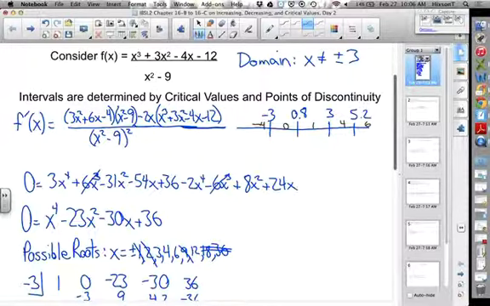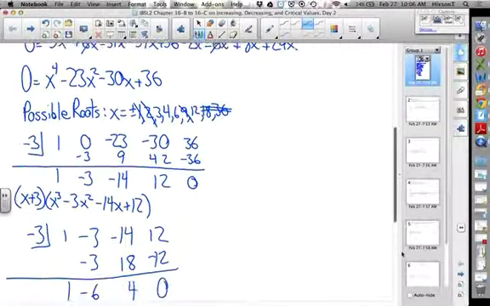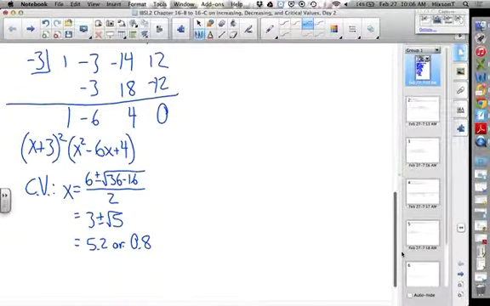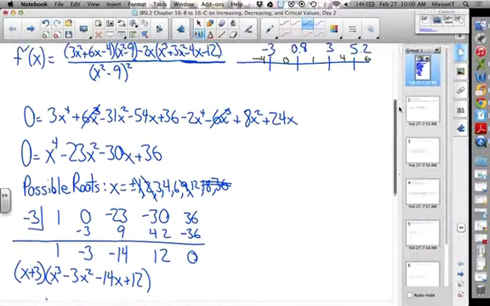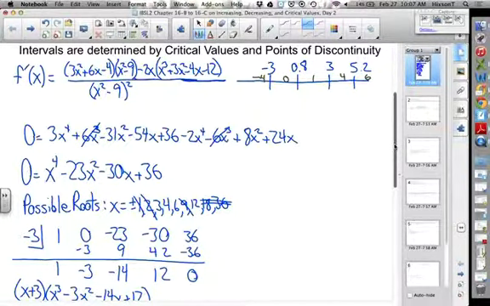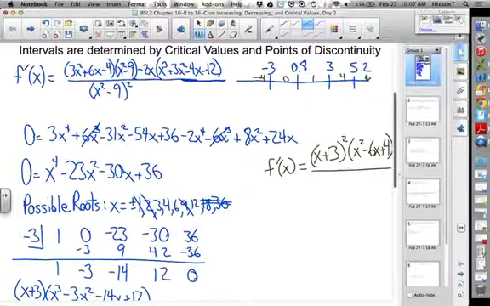However, remember what that numerator factored down to. The numerator factored down to x plus 3 squared times x squared minus 6x plus 4, right? So, if I wrote my derivative as x plus 3 squared times x squared minus 6x plus 4 over my denominator, x squared minus 9, squared. Notice something here, because this makes this a whole lot easier.